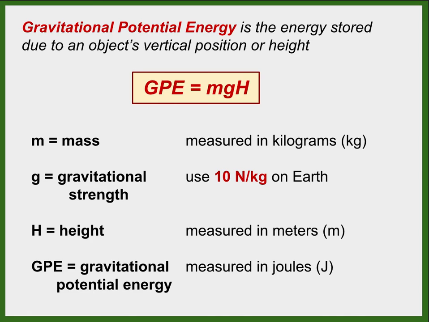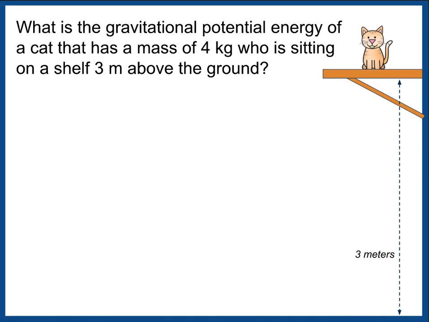And then altogether, you multiply these three values and you get the gravitational potential energy. So again, let's take a look at an example. Here there is a cat sitting on top of a shelf 3 meters above the ground. And so we should be able to determine how much energy the cat has because of that height. We know her mass is 4 kilograms and the height is 3 meters, just organizing the information. And of course, we're being asked to find the gravitational potential energy.